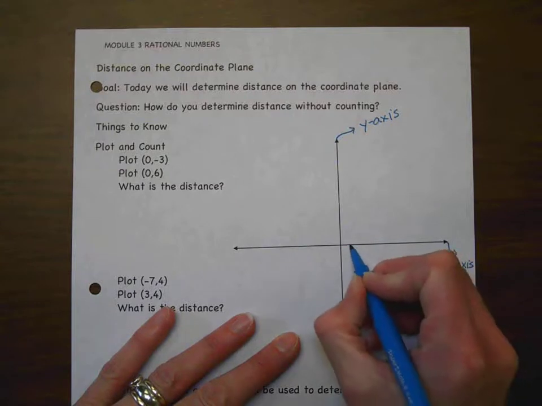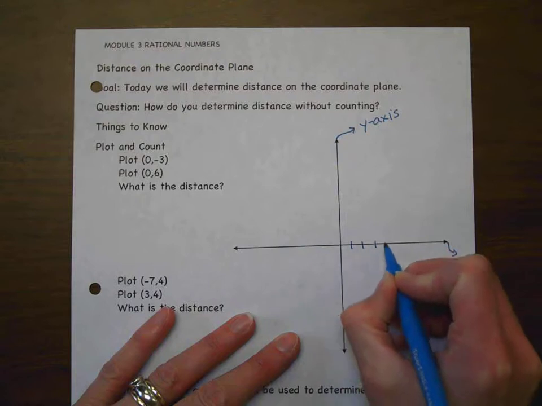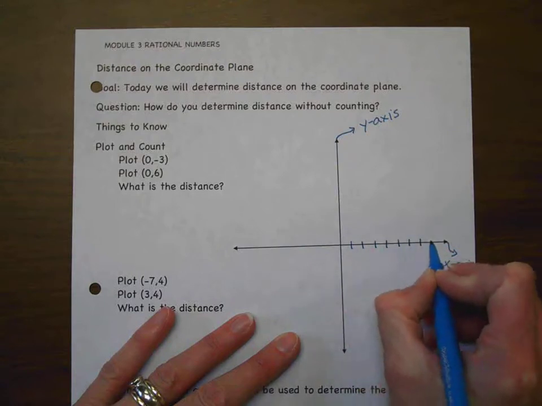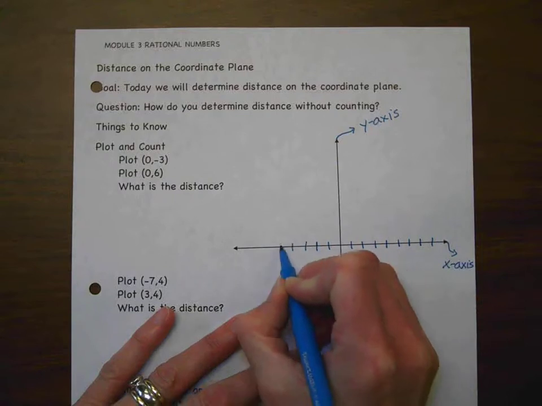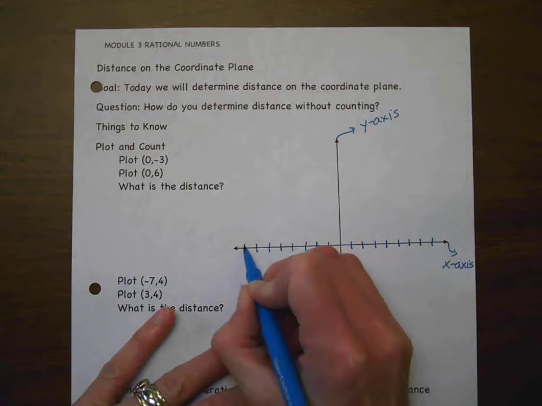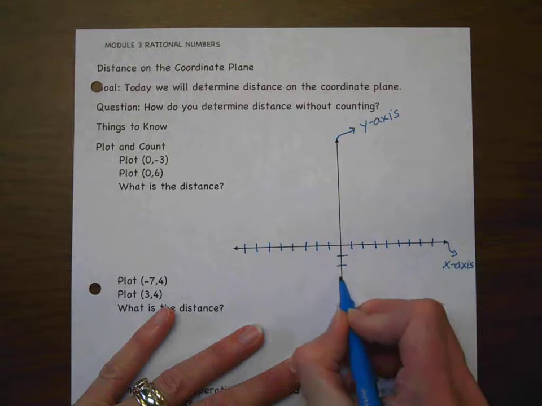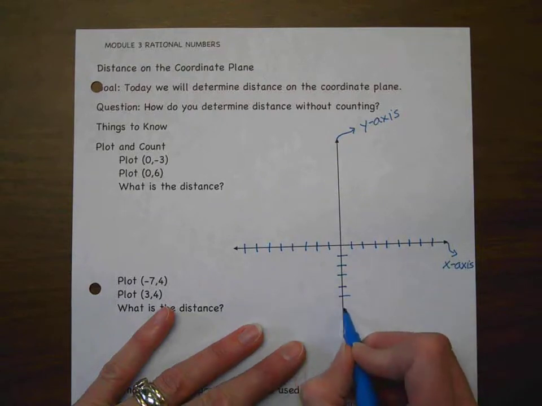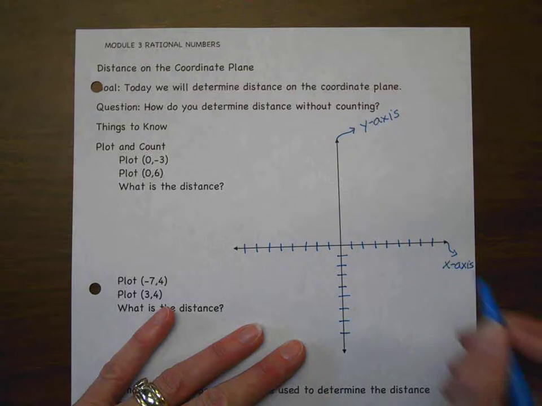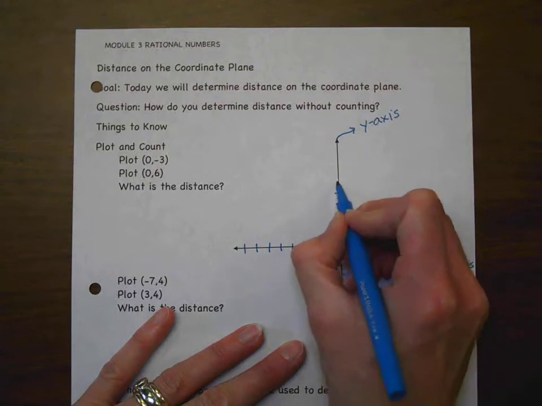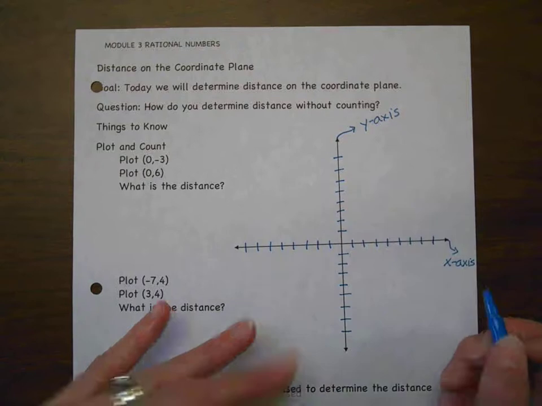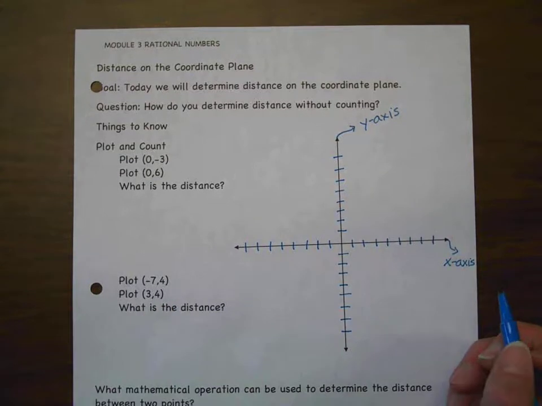So I'm going to put in some number values on here. 1, 2, 3, 4, 5, 6, 7, 8. Then negative 1, -2, -3, -4, -5, -6, -7, -8. Then -1, -2, -3, -4, -5, -6, -7, -8. And 1, 2, 3, 4, 5, 6, 7, 8. Now, I didn't stop at 8 for any reason other than that's what fit on there.